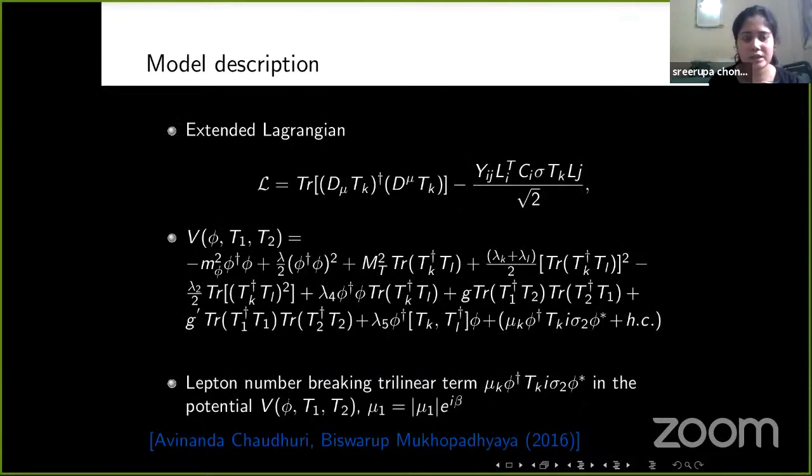Here is the extended Lagrangian. It consists of the kinetic term and the Yukawa interaction term. As I have said earlier, the triplets undergo Yukawa interaction with leptons from different flavor generations, and here is one trilinear term in the scalar potential that breaks the lepton number by 2 units, and we have chosen the coefficient of the trilinear term mu1 to be complex.